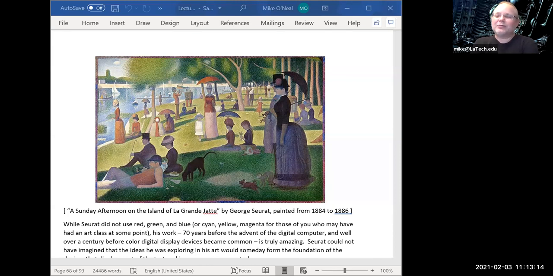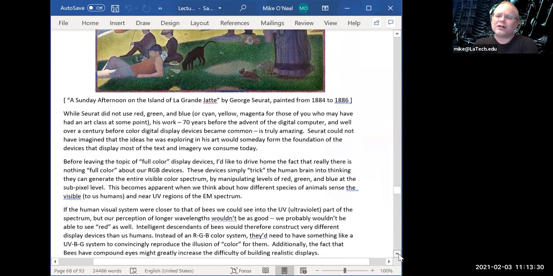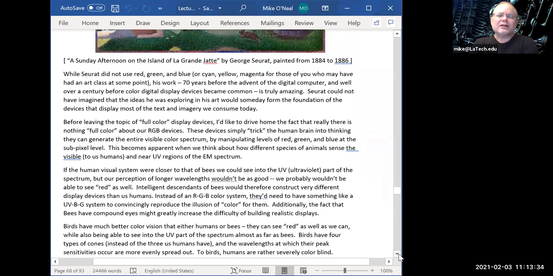And Eric, thanks for throwing that link up there to a close-up of Seurat's work. When you look at it, you will see it's just dots, and there are a limited number of colors. Now, he didn't use red, green, and blue. He used various colors, but I think he limited himself to 4 colors. I could be wrong there, but I think it was 4 colors.